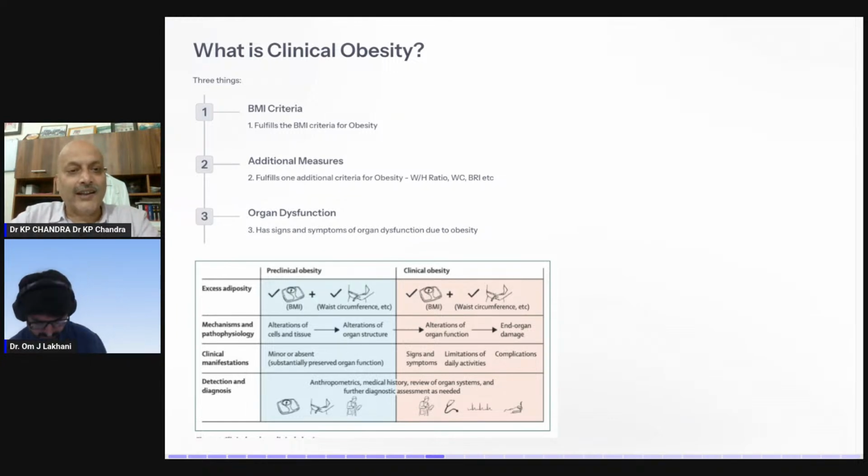Correct. Yes, then BMI should have fat composition. So either the waist-hip ratio or waist circumference ratio, or some DEXA scans are also there, which tell us about the quantity of fat. So some way or the other, you are documenting that the person has extra fat. That becomes preclinical obesity. And when it comes with some clinical manifestation due to involvement of some end organ, liver, heart, joints, or anything like that, it becomes clinical obesity. Wonderfully explained. Thank you.